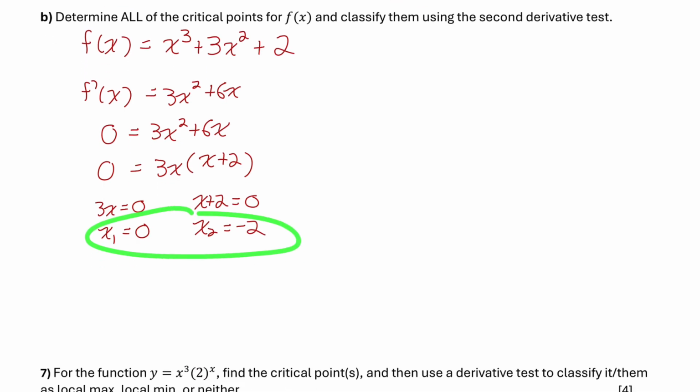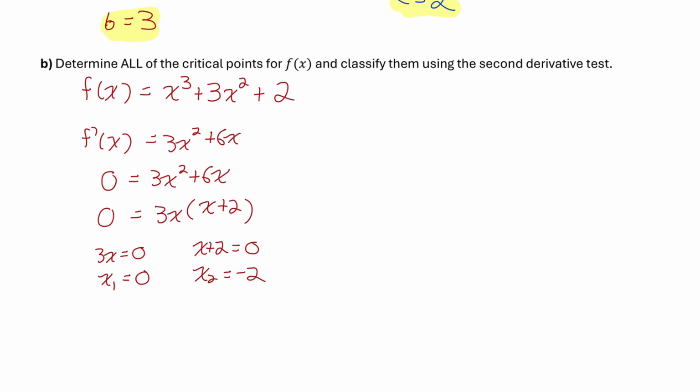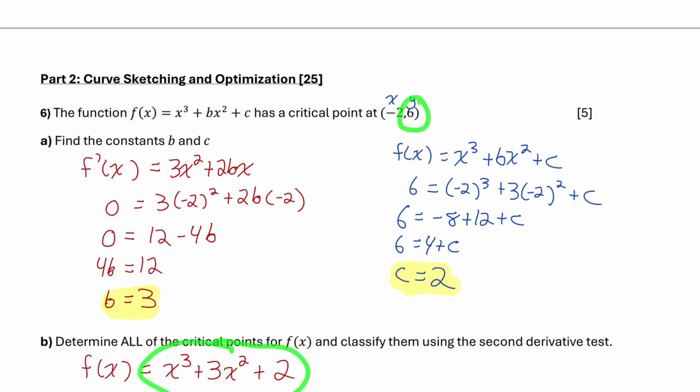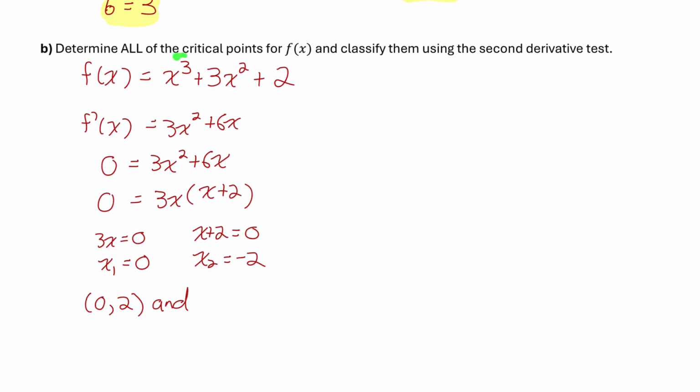To get my critical points, I just have to sub each of those x values into the original function to find its corresponding y value. Well, if I sub in 0 for these x's, I'm just left with the constant term of 2. So I know 0, 2 is a critical point. And if I sub negative 2 into this function, I should get 6 according to the information we were given at the start of the question. We could sub it in to make sure. Negative 2 cubed is negative 8, plus 3 times 4, so negative 8 plus 12 is 4, plus 2 is 6. So when x is negative 2, y is 6. So those are the two critical points for this function.